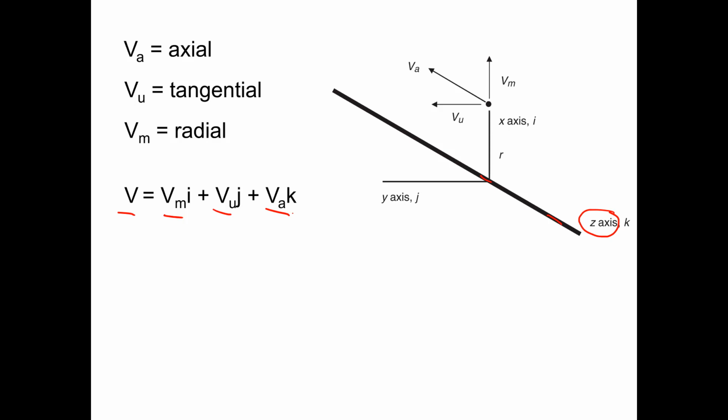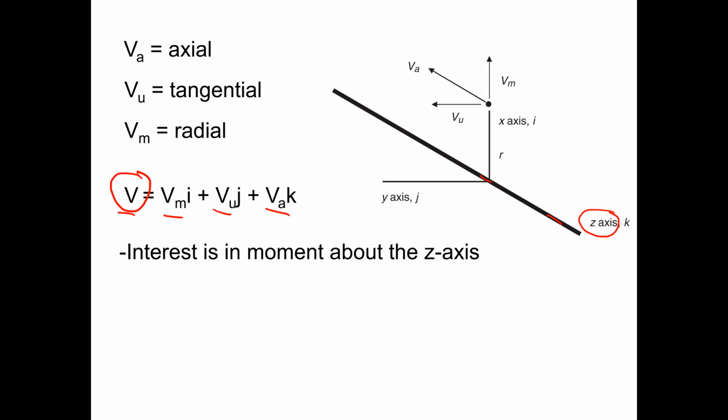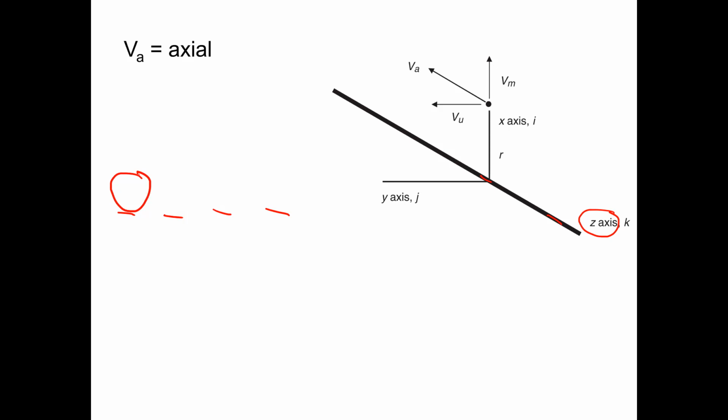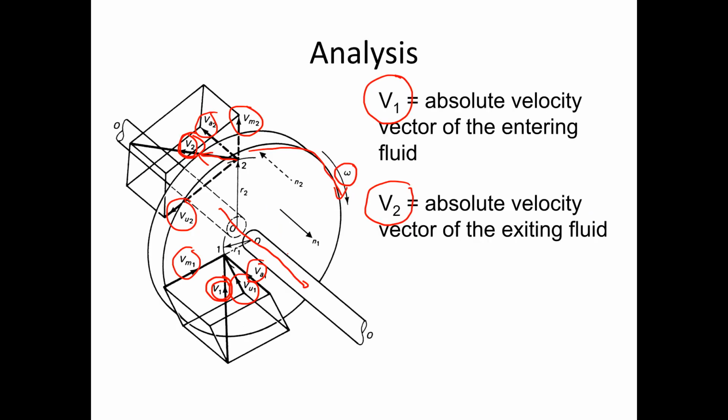Now, again, let's make sure that we're all on the same page here. This is the absolute velocity of the fluid entering or leaving the turbomachinery, right? It's not always going to be exactly in a radial direction or always exactly in one direction. But what we're looking at, our final interest in a turbomachine, is the moment about the z-axis, or the moment about this spinning axis, right?